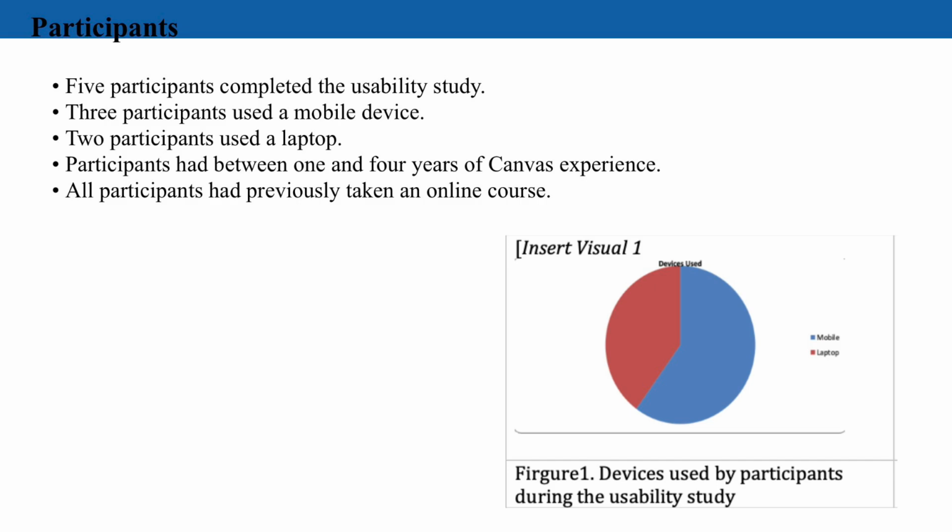We had 5 participants complete the usability study. 3 participants primarily used a mobile device, while 2 completed the task using a laptop. They had between 1 and 4 years of experience using Canvas, and every participant had previously taken at least one online course. The pie chart shows that most participants completed the study using a mobile device, which reflects how many students access Canvas today.